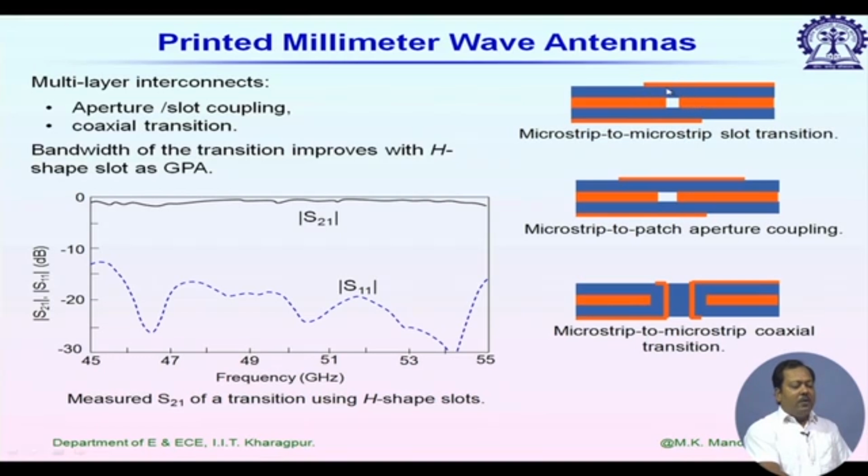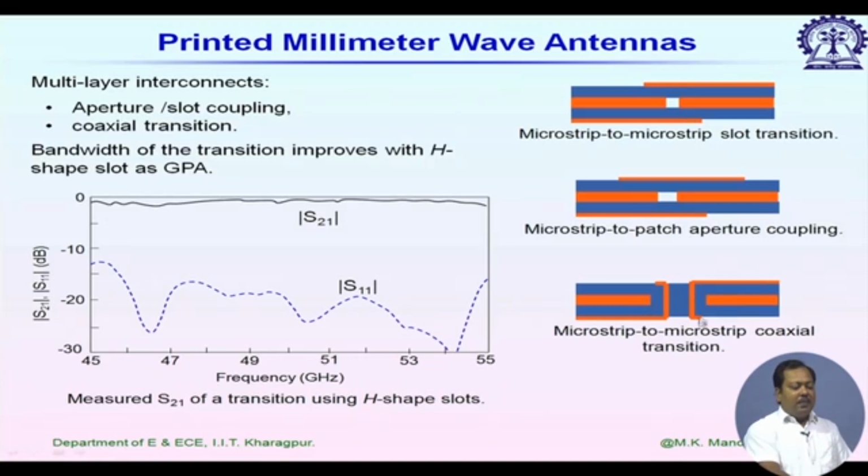Now, the bandwidth of this transition depends on the slot width, and the slot length is approximately lambda g by 2 at the design frequency. We can improve the bandwidth of this transition by using different shapes of the slot. One such technique is, instead of using one simple line, you use an H shaped slot. You will have higher bandwidth.